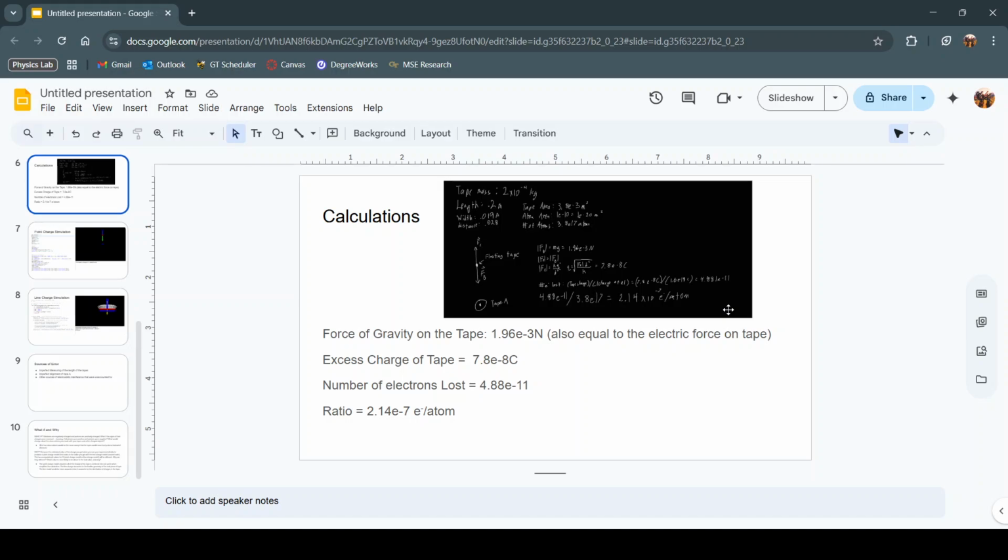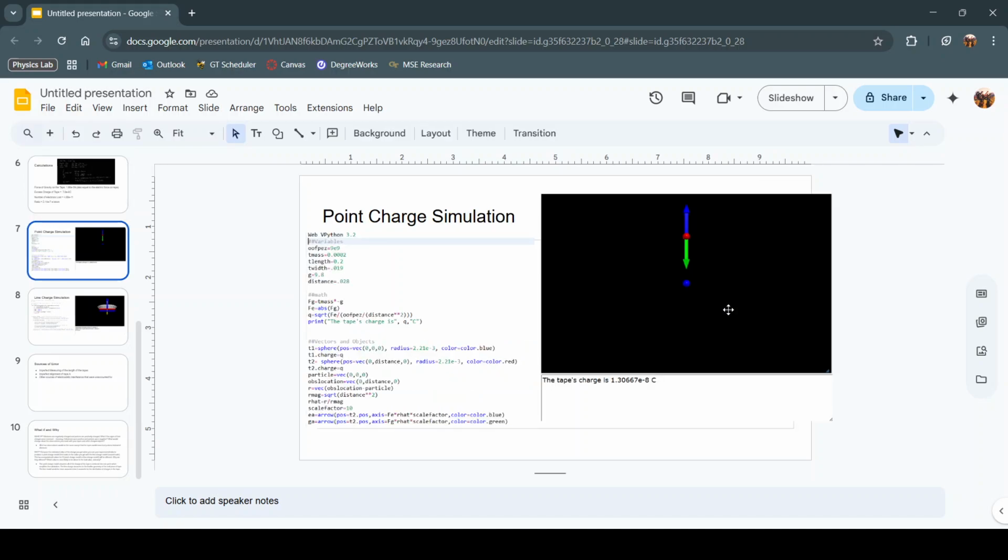The number of lost electrons was 4.88 times 10 to the negative 11th, which left a ratio of 2.14 times 10 to the negative 7 electrons per atom. Here is the point charge simulation. You can see a lot of this work came from Lab 0, which was optional but helped a lot with this assignment. The tape's charge ended up being 1.31 times 10 to the negative 8 coulombs.